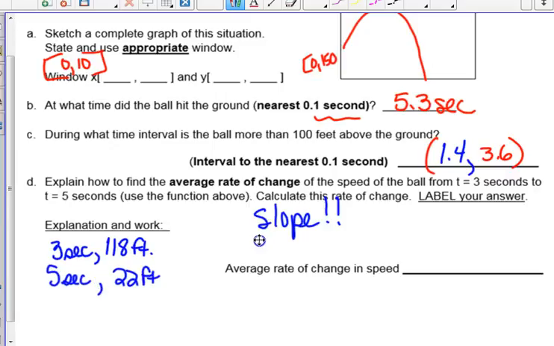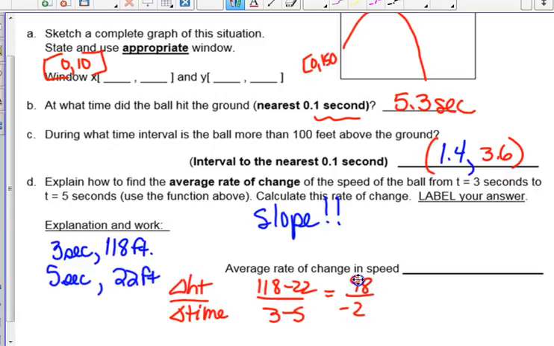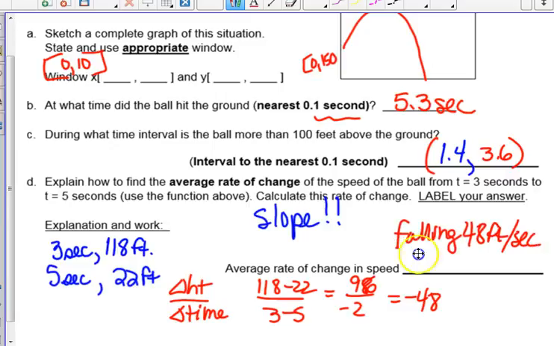And then you find the slope. And that's all the explanation you need to write, or you can write change in height over change in time. But 118 minus 22 over 3 minus 5 gives me 96 over negative 2, which is negative 48. So you have to write either it's falling 48 feet per second, or you can write negative 48 feet per second. But you get like a point for the label, a point for the negative, a point for the 48, and a point for some kind of an explanation.